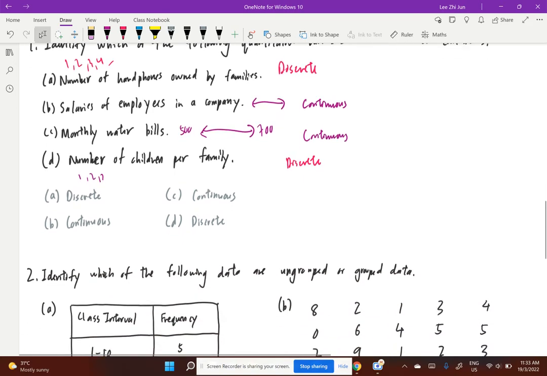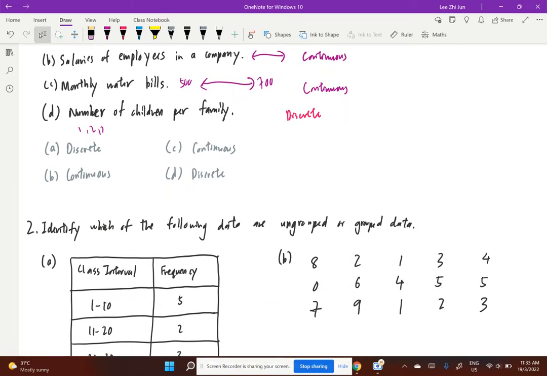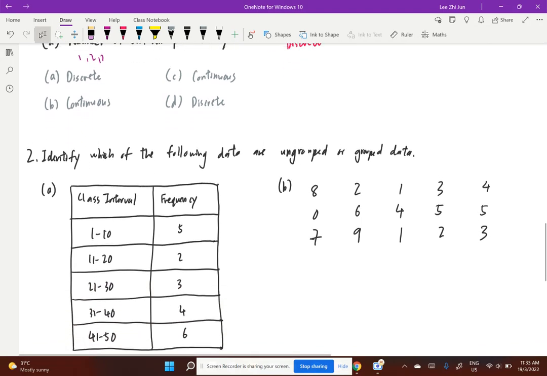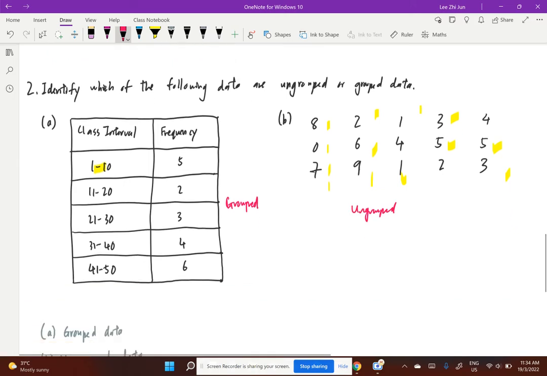Okay, the second. Identify which of the following data are ungrouped or grouped data. So we have A and B. As you can see, A has the interval, while B just states the number with frequency, because 5 occurs 2 times, 3 occurs 2 times, 1 occurs 2 times like that. So A is grouped data, while B is ungrouped data. Here's the answer.